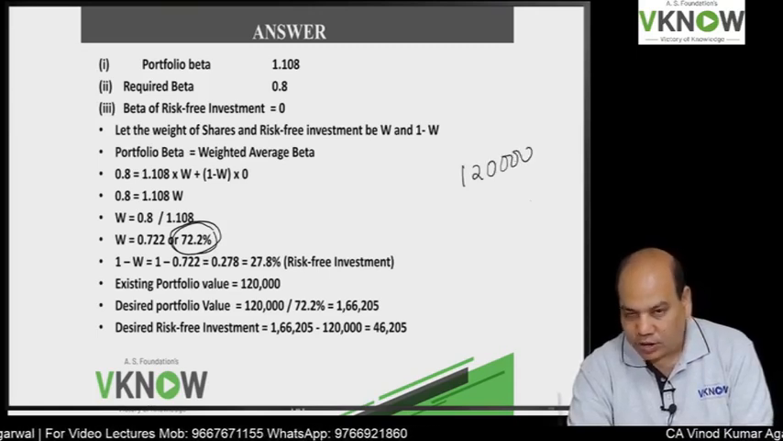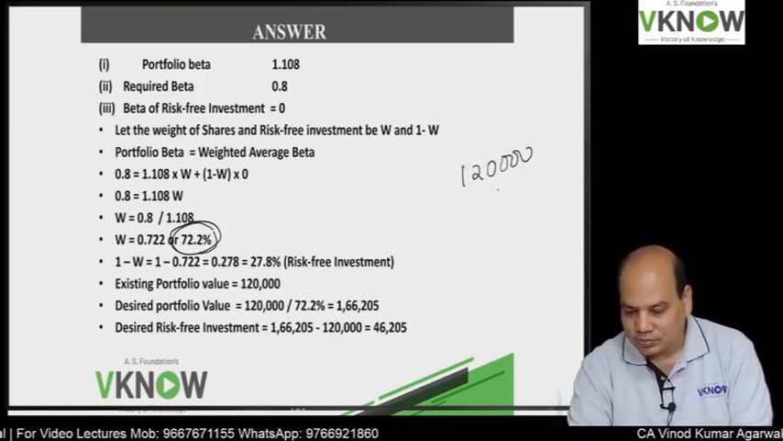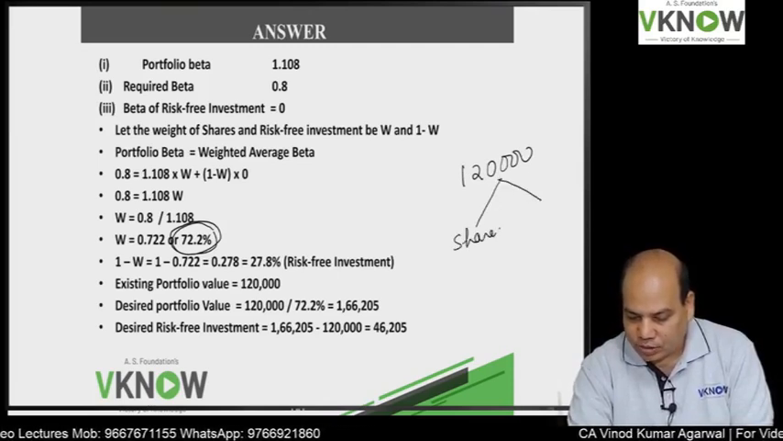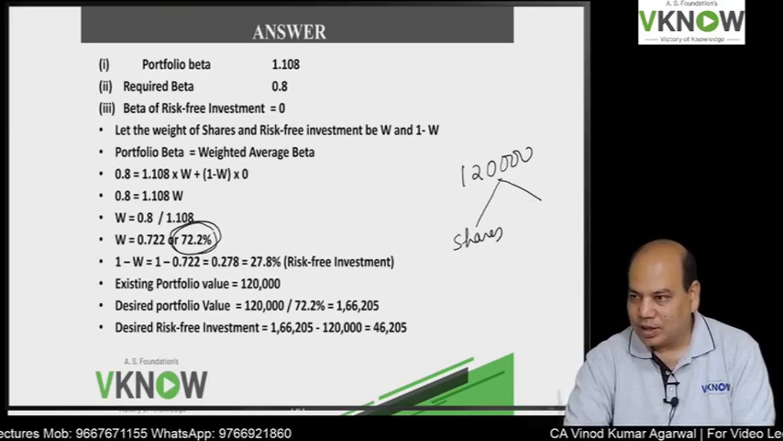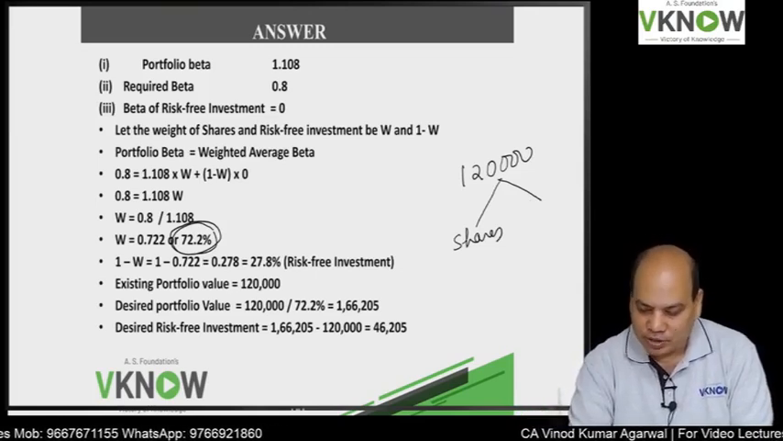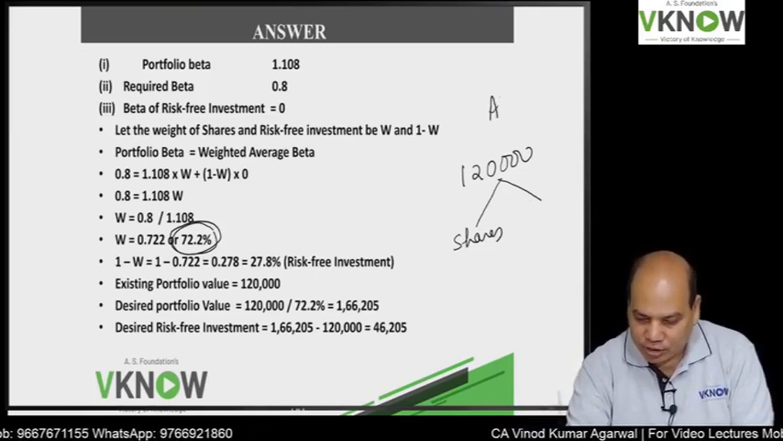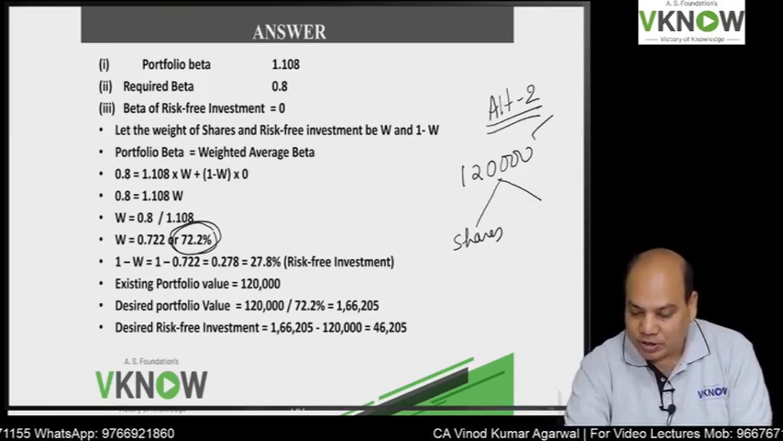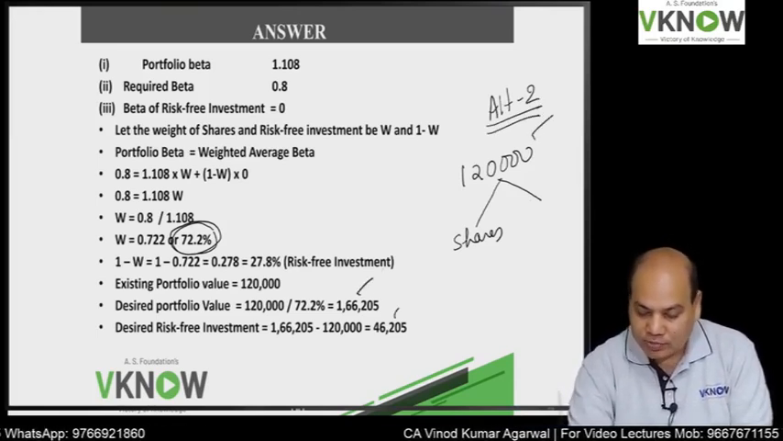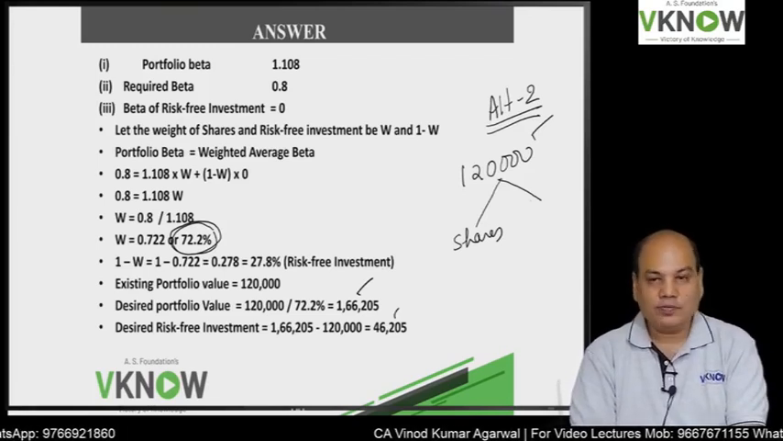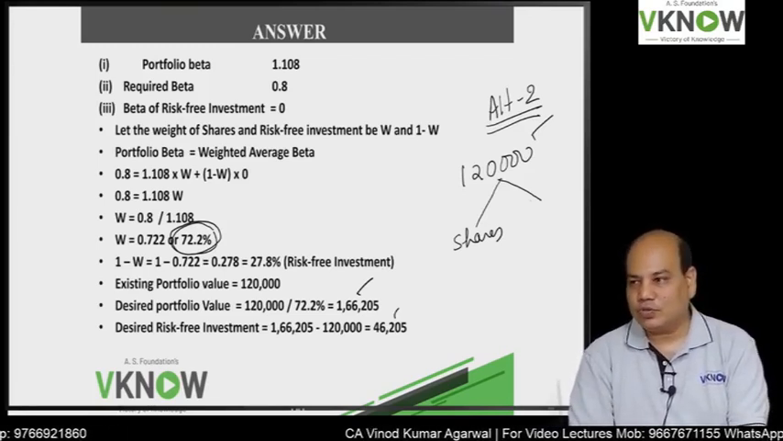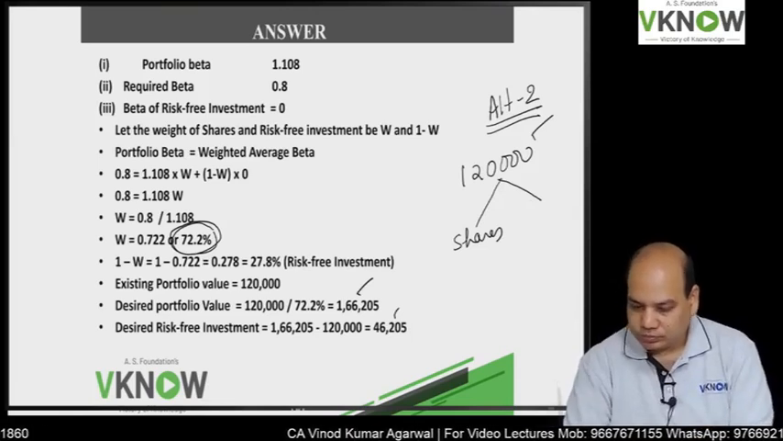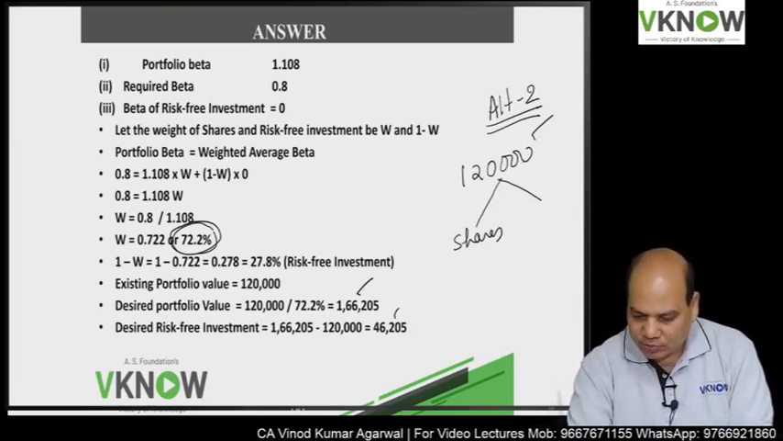There is one more way you can solve. You can say 1,20,000 I don't want to change. If you don't want to change 1,20,000, then you have to sell some shares and buy the risk-free investment. So in that case, you can write this also, alternative 2. In some exams, the institute presents it like this, in some exams like that. So when you are confused, what should you do? Write the alternative answer also.